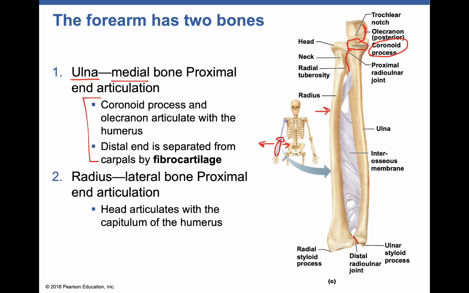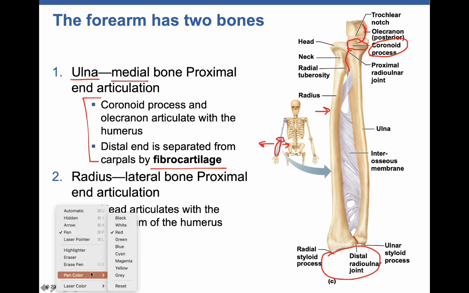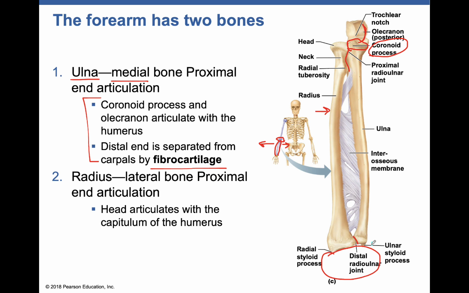The other thing I need you to know is that the distal end is separated from the carpals, which would be here, your wrist, by fibrocartilage. And if I could just show you where that fibrocartilage is going to be found, it's right in here. So fibrocartilage is found between the distal part of these bones and the carpal bones, which are your wrist bones.